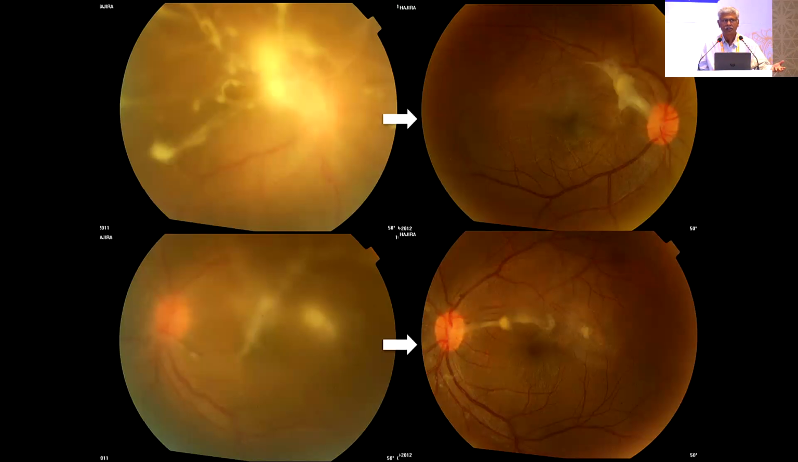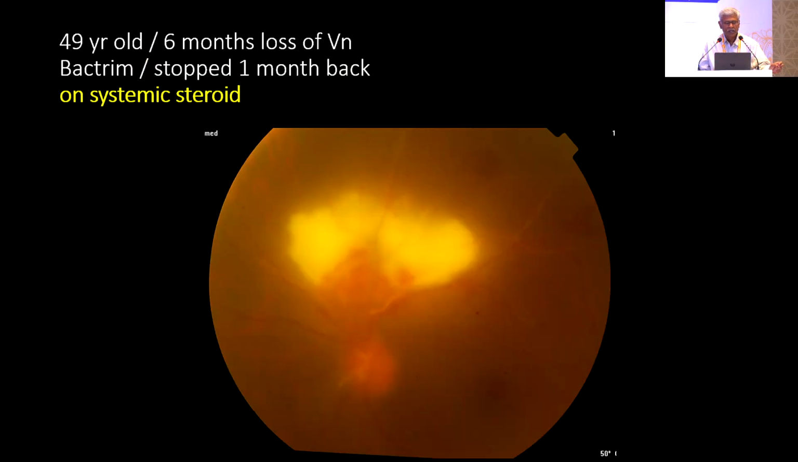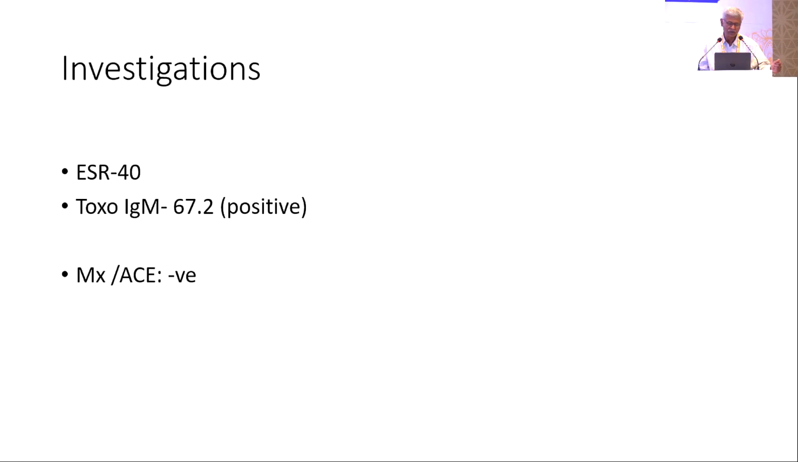Actually, it's an endogenous endophthalmitis because of the spontaneous abortion as well as the intravenous, probably the fluids which were given. Another patient, last patient, 49-year-old, 6 months loss of vision, had this anti-toxo treatment, and it was stopped, and the patient continued to be on systemic steroids.